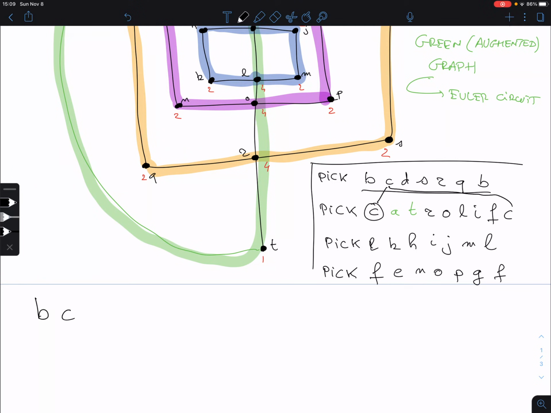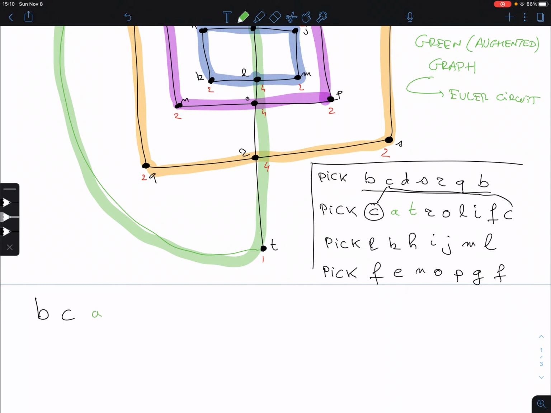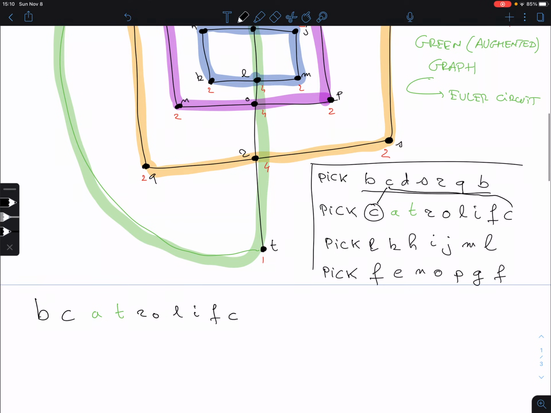The detour is we have this. The next one is an A, but it's a green T because they are connected to that green edge that's not part of the original graph. And then comes R, O, L, I, F, C. Okay, so this is the thing. This C is now replaced by this whole expression. I'm back in C, and now I continue until I meet, okay, right, and then I continue.